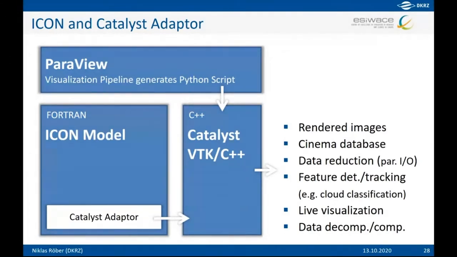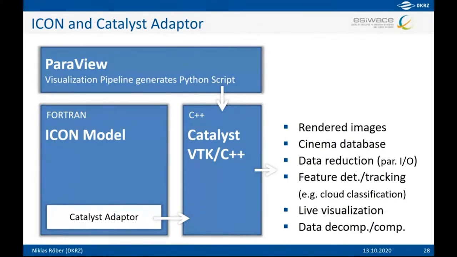And this works as follows. You create a Python script with Paraview in which you specify the visualization that you would like to have. For instance, certain thresholds, extraction of isosurface, the application of a certain color table, even camera animation or some textual annotation can be done. Then from your Fortran ICON model or any other model, you have to have a Catalyst adapter that is able to transfer the data from a Fortran code to C++ code. And then in this C++ Catalyst code, this Python script is loaded, and then you can render these images on disk. You can perform some data reduction, for instance, applying a threshold.